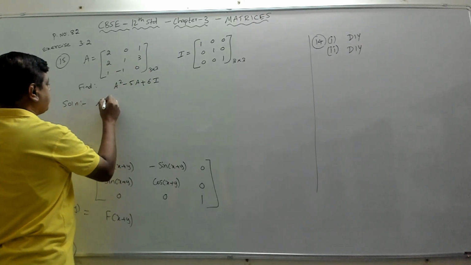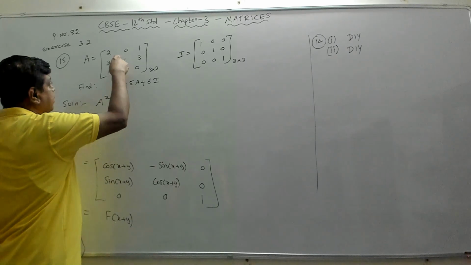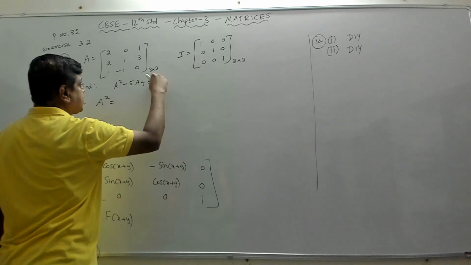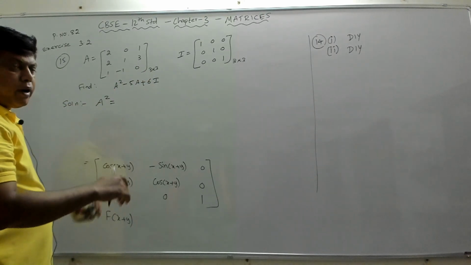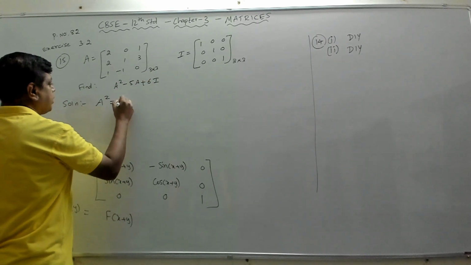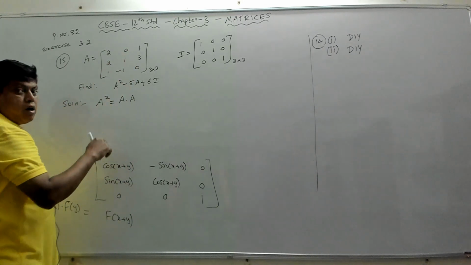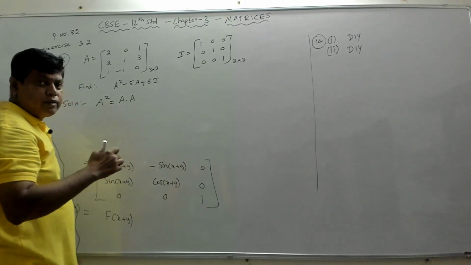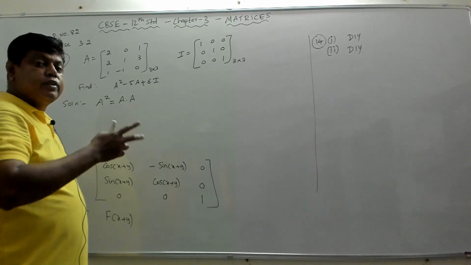Now A square we have to find. What is A square? Let's find. So we need to find A square so that we can substitute here. Then we can substitute this A here and this I here and then do the calculation or simplification. You will get finally one matrix. So A square is what? We have to multiply A 2 times. Don't square each element of A and call it A square. A square is not just squaring each element of A, A square is multiplying A with itself.